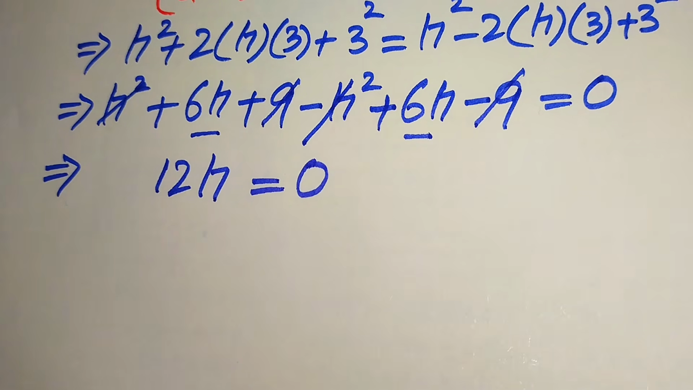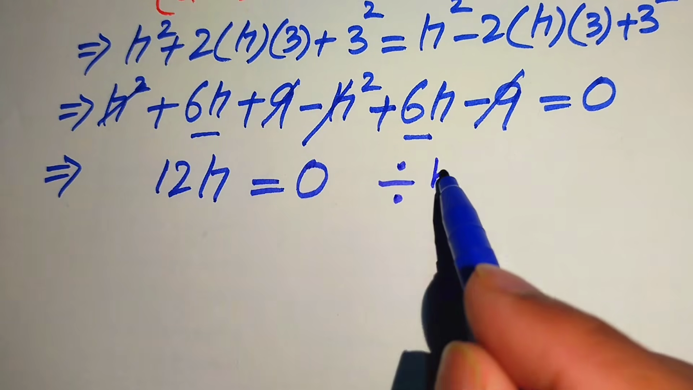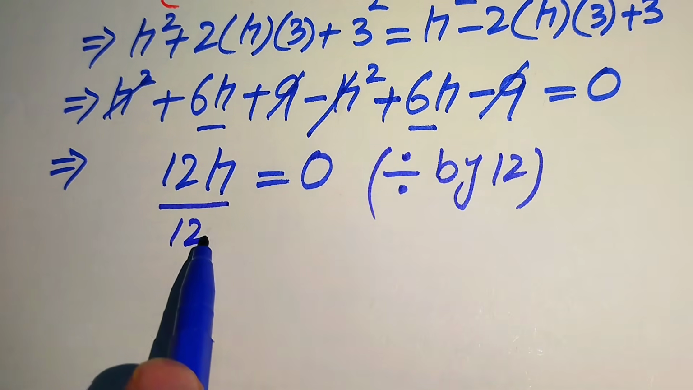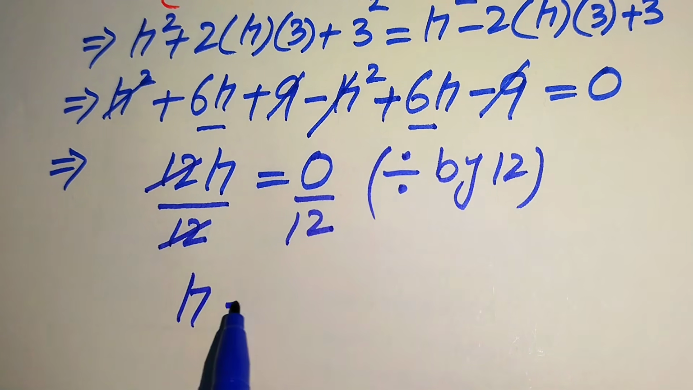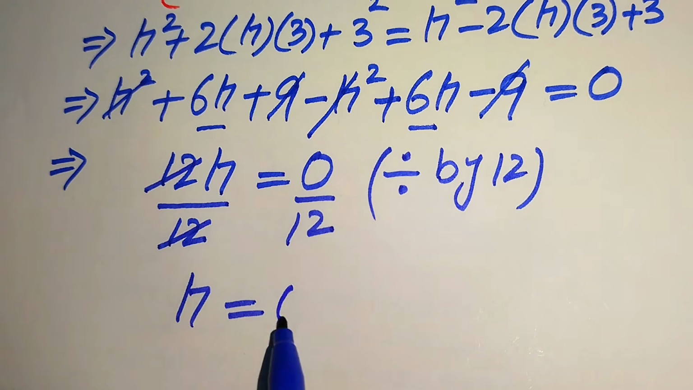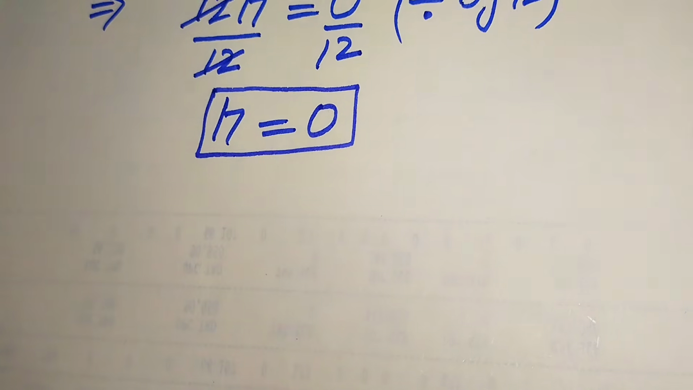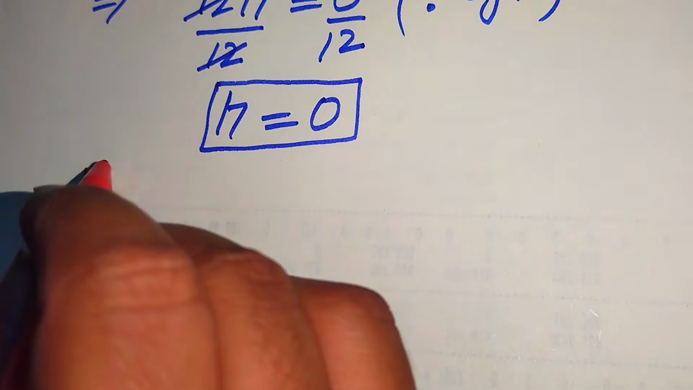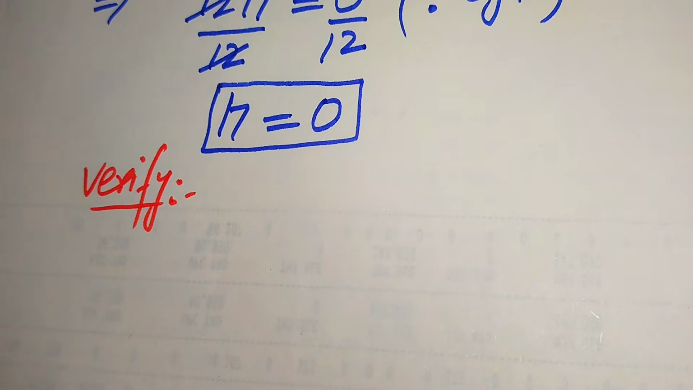And now in the first method we need to find the roots of this equation, or the values of h. For this we need to remove this 12 from the left hand side, so we divide both of the sides by 12. This 12 and this 12 are gone, and we obtain h is equal to 0 divided by 12, which becomes 0. So in the first method you see we get only one value of h, that is equal to 0. But now in the next step we need to verify whether this value of h is a solution or an extraneous root.